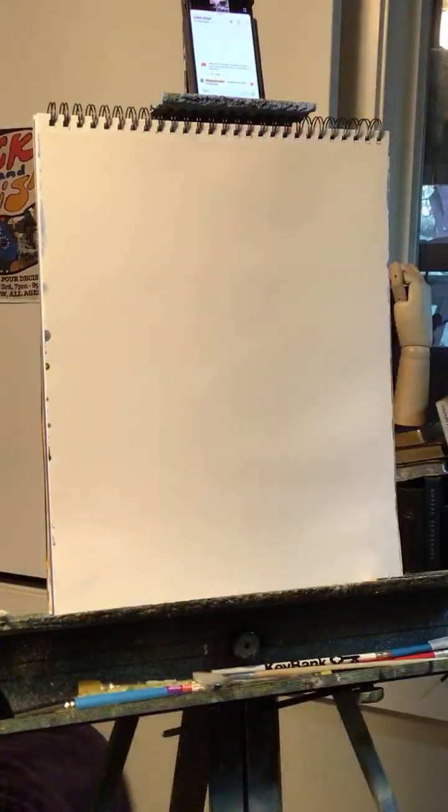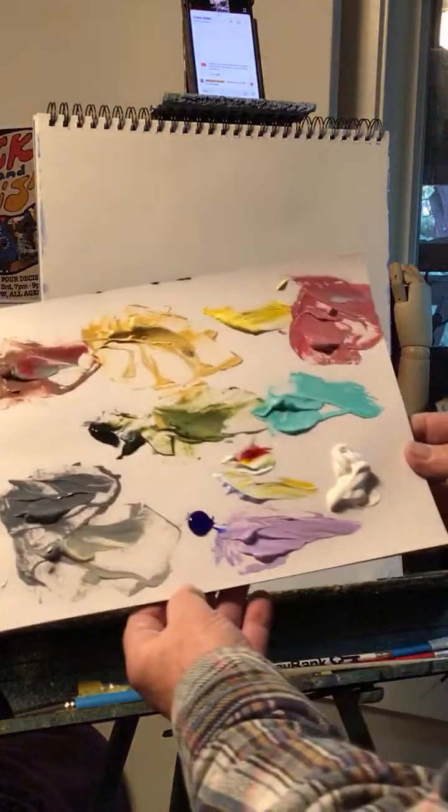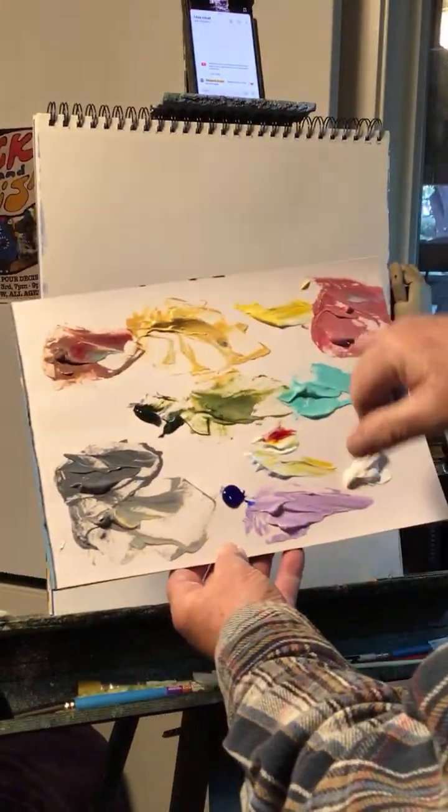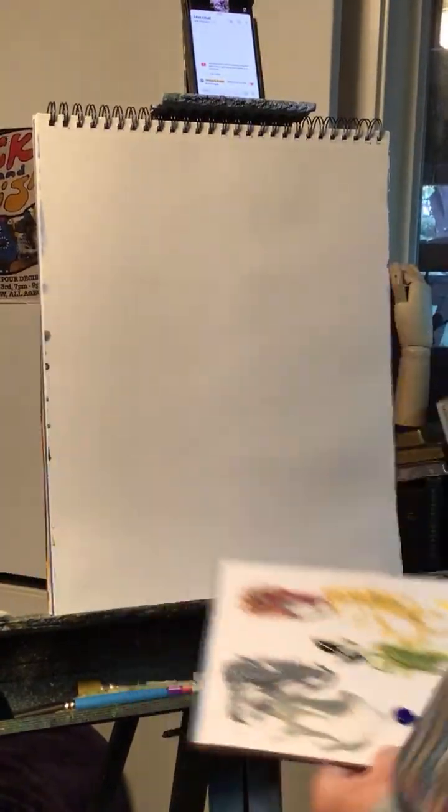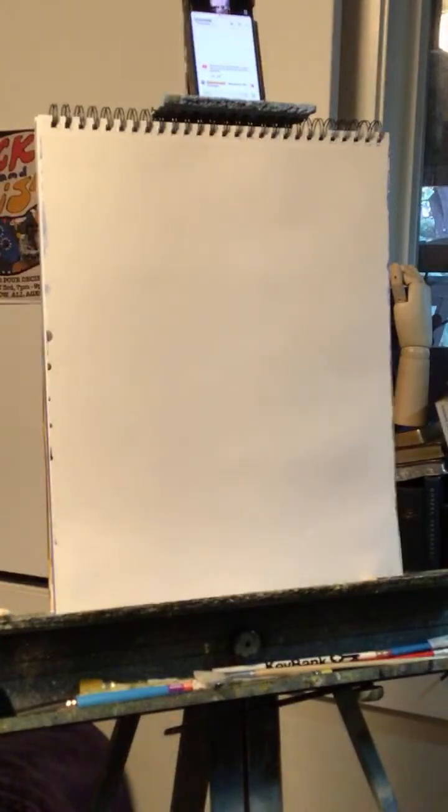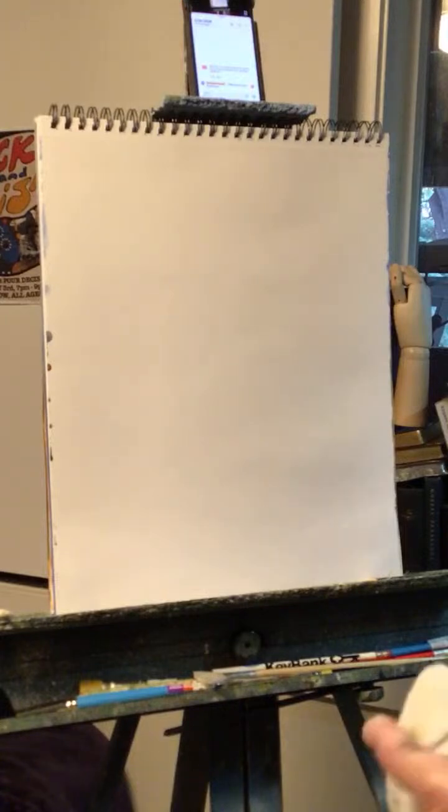I'm not sure what I want to do. I got a bunch of pastel colors left over here. There's a lot of white in all these colors. I think what I'll do first is sketch something up there with the light gray.